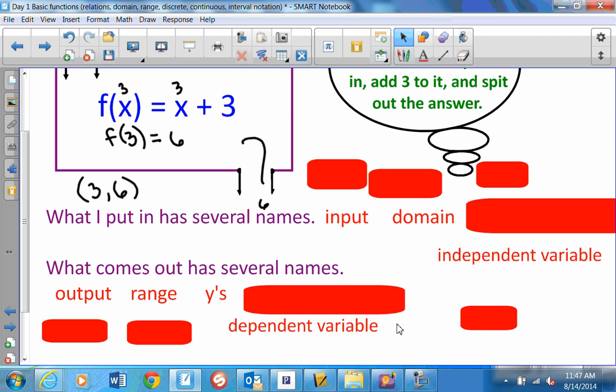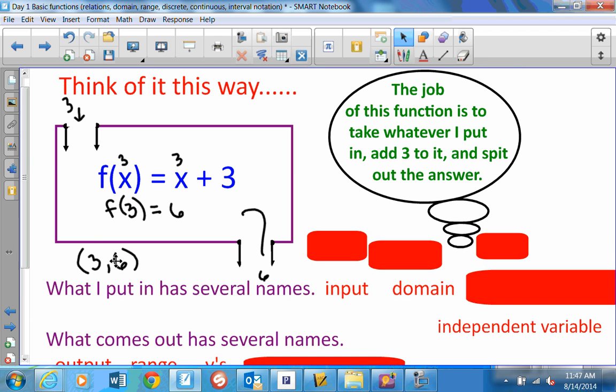I got a question real quick. In the function machine, where you get the point (3, 6), how come the right side is the Y? Because all this means is when I put a 3 into the function, what comes out? The 6 is what comes out. Am I answering your question? Yeah, I think so. So 3 comes in, 6 pops out.